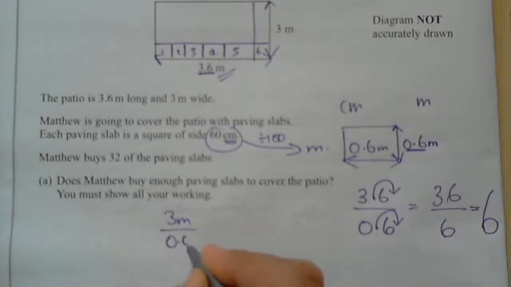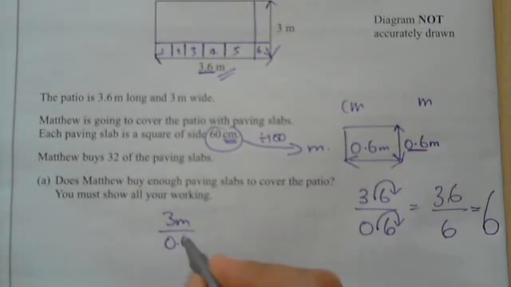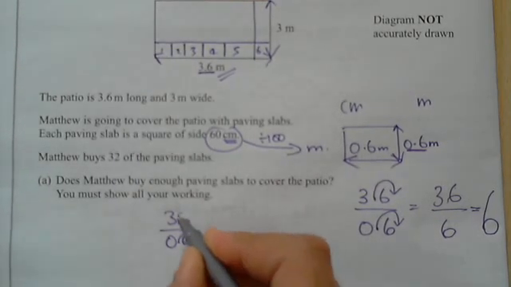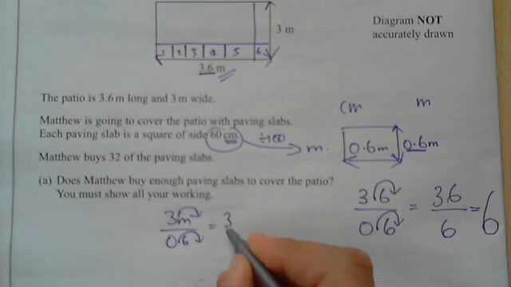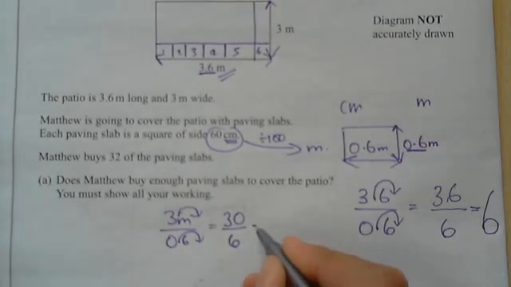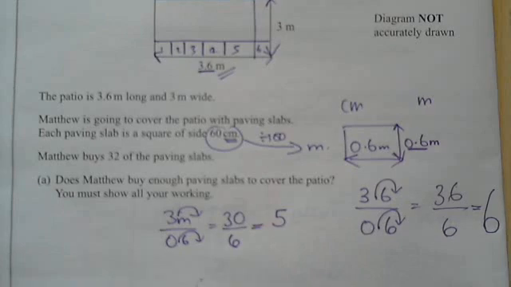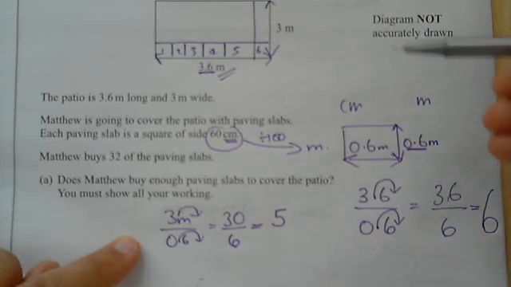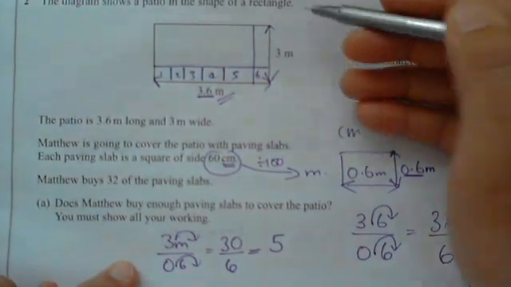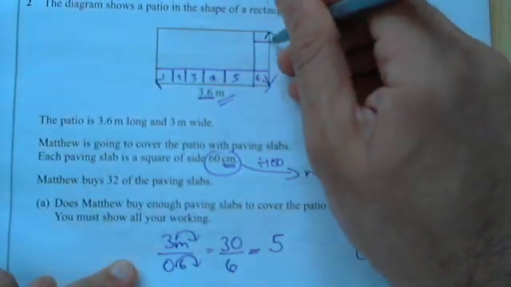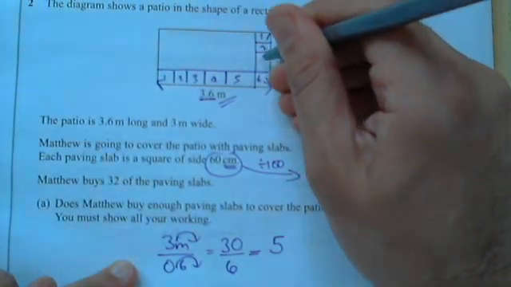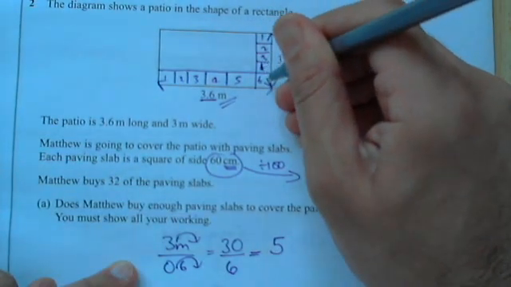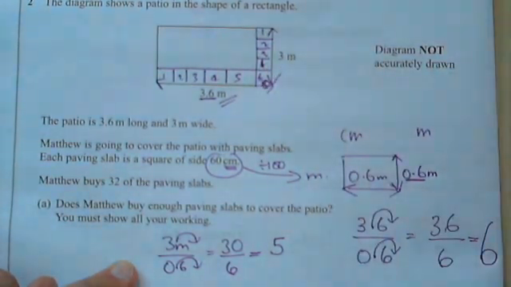We divide that by 0.6. Now, again, change that into a whole number, times that by 10, times that by 10. That gives you 30 divided by 6 is equal to 5. This is a technique for dividing by a decimal number, without dividing by a decimal number, converting into a whole number. So we'll fit 5 slabs along the height. So we have 1, 2, 3, 4, and 5.